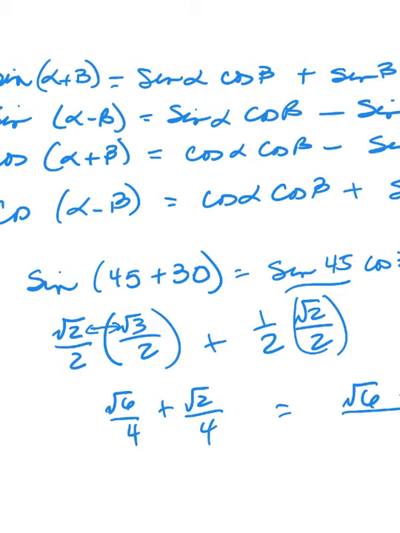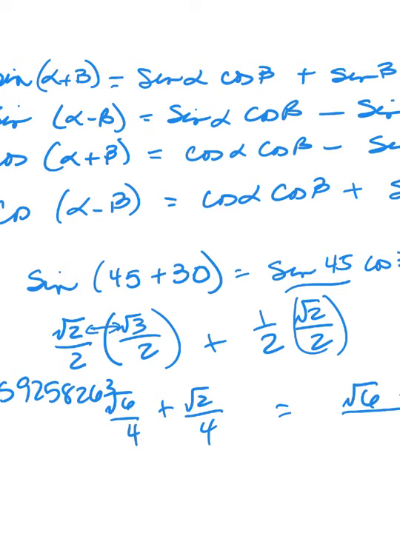All right, everybody, what is 45 plus 30? 75. What is the sine of 75 in your calculator? Go ahead and give me the ugly decimal. Sine of 75, make sure it's in degrees. What is it? 0.965925826.